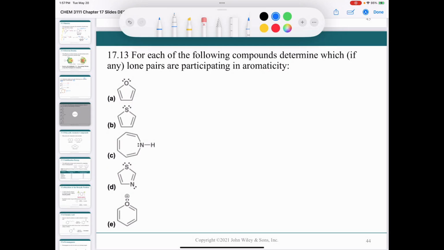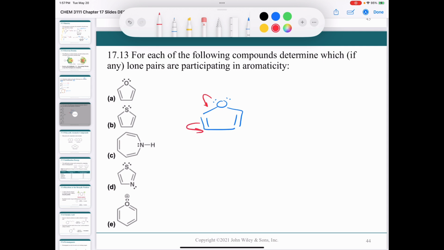Okay, in 17.13, we're asked to determine which, if any, of the lone pairs are participating in aromaticity. So if we take a look at this first compound, I'll just redraw it like this maybe. Now, could one of those lone pairs participate in resonance? The answer is yes.